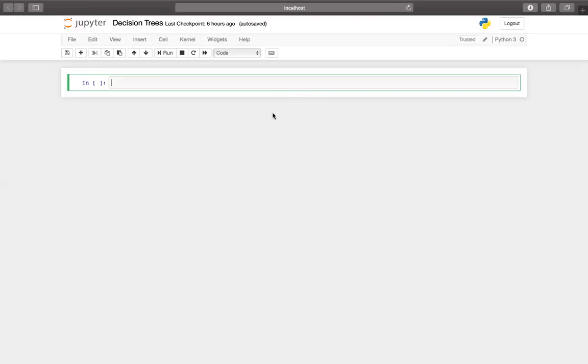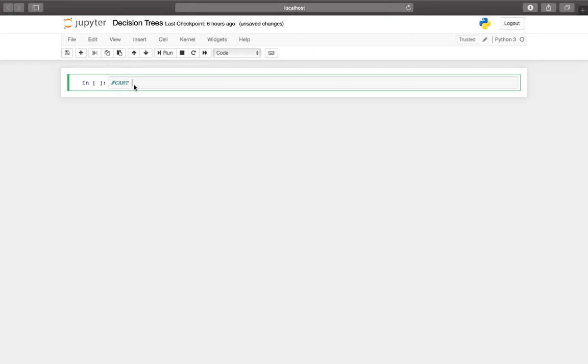Hey guys, welcome back. So coming back to different types of decision trees. There are basically two main types of decision trees. One is called CART trees. It's called Classification and Regression Trees. So CART is nothing but your Classification and Regression Tree.